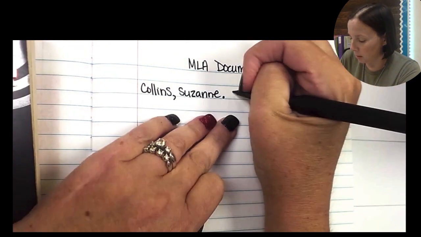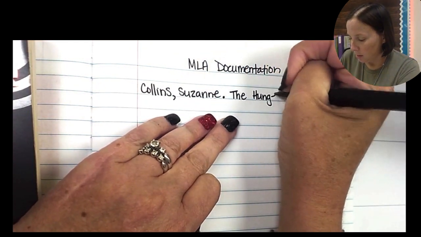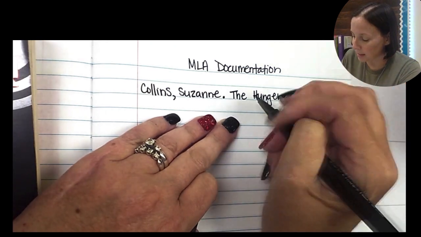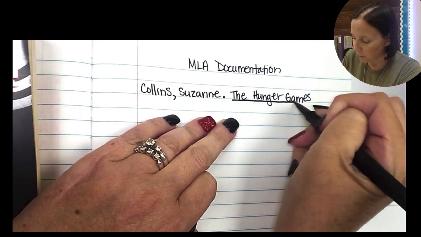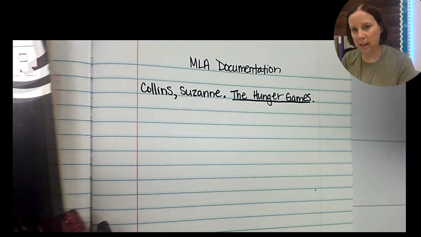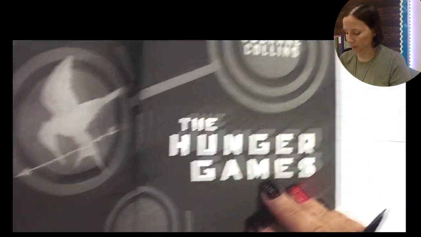So I'm writing The Hunger Games. Now because I'm writing this, I'm going to underline it. And then I'm going to put my period. Okay, so the next thing I'm supposed to find is the publisher. So here is my tip.